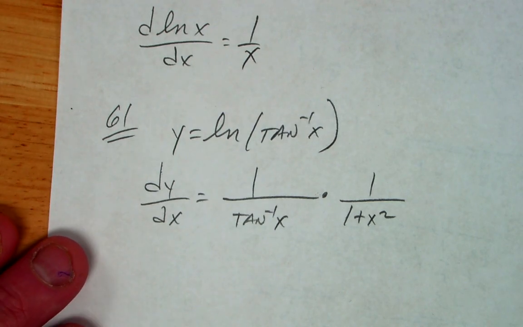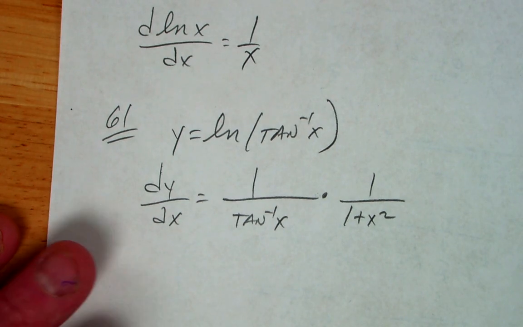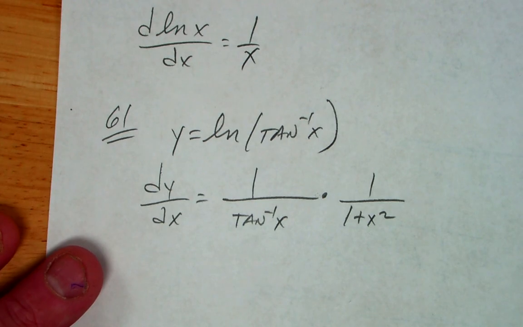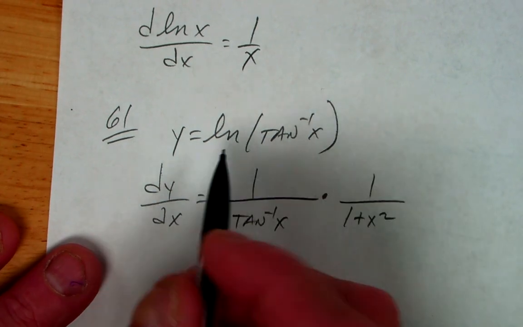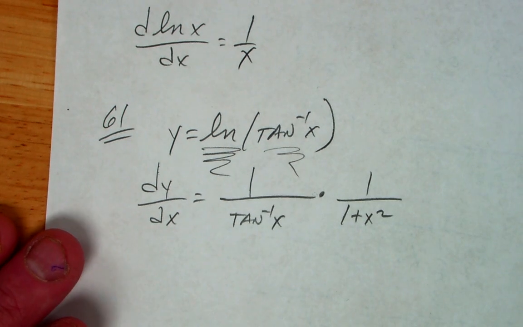Is that what they have for an answer? Yeah. Oh, okay. It's like 1 over. Okay. I just wrote it down. I just wanted to know how to get there. Yep. So it's the outside function and then the derivative of the inside function. Yep.